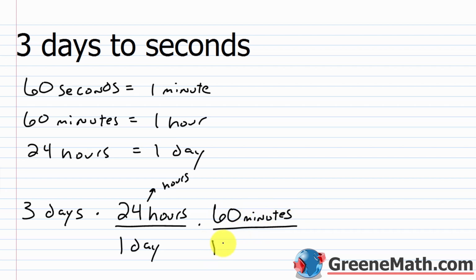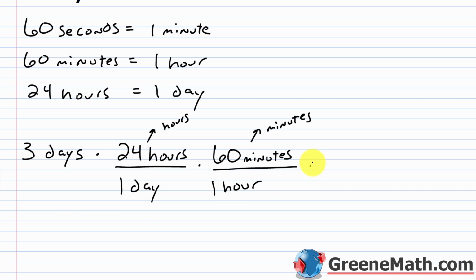I'll have 1 hour in the denominator. So this puts it in terms of minutes. Now the last thing I want to do is put it in terms of seconds. So I'm going from minutes to seconds. So 1 minute is 60 seconds. So I'm putting 60 seconds in the numerator, and I'm putting 1 minute in my denominator. Okay, so this will finally put it in terms of seconds.